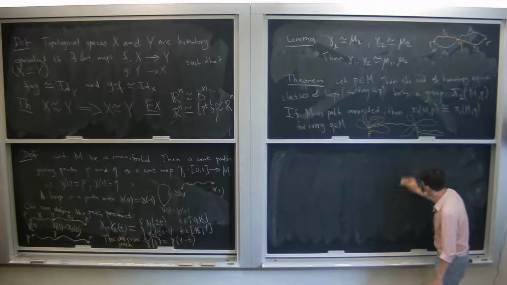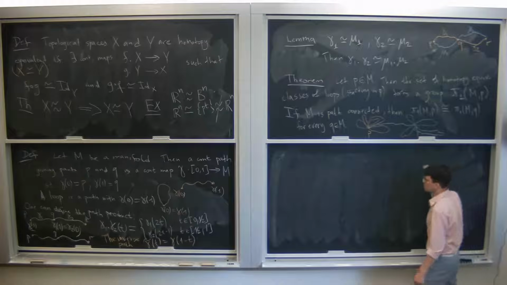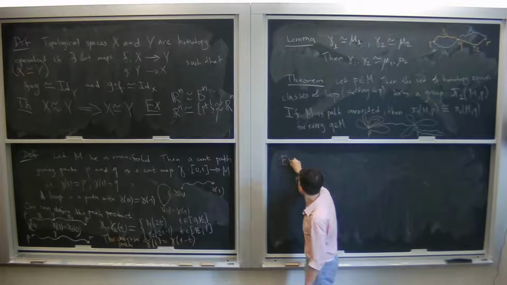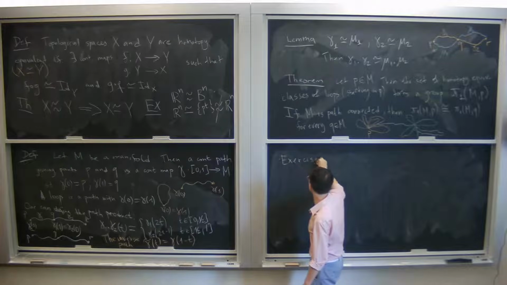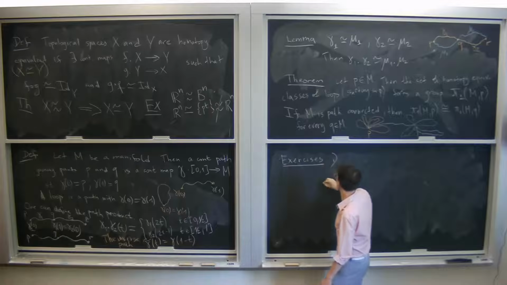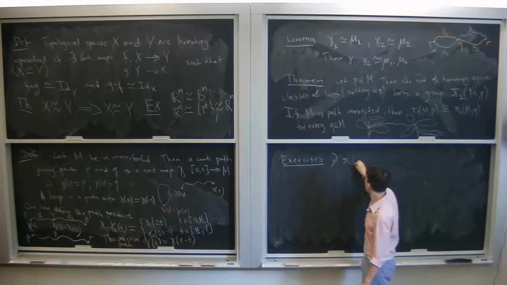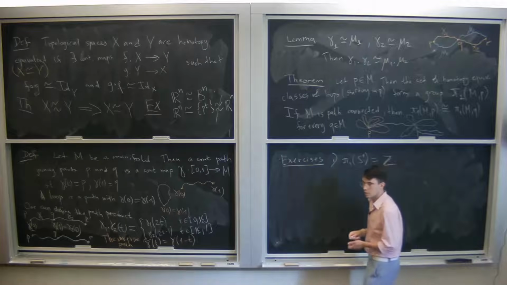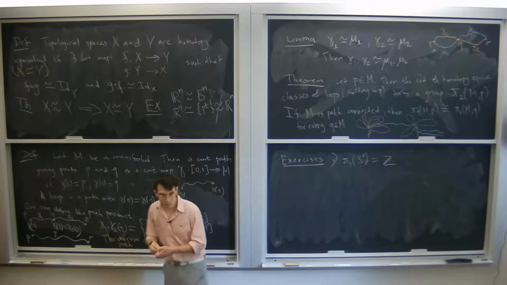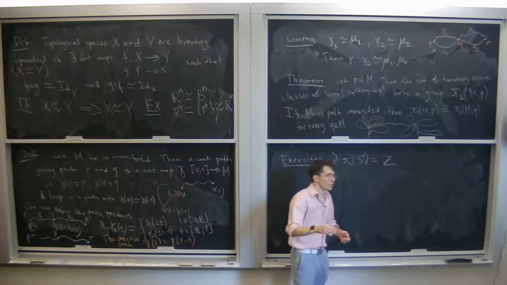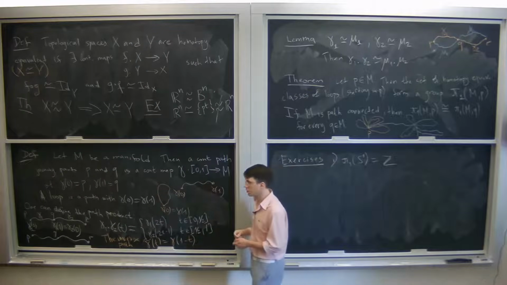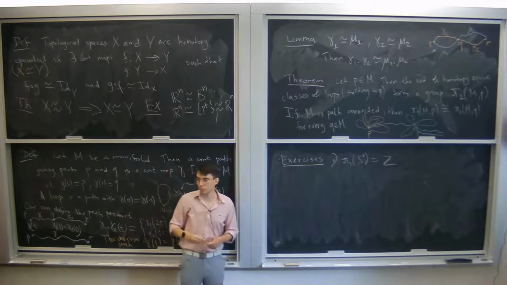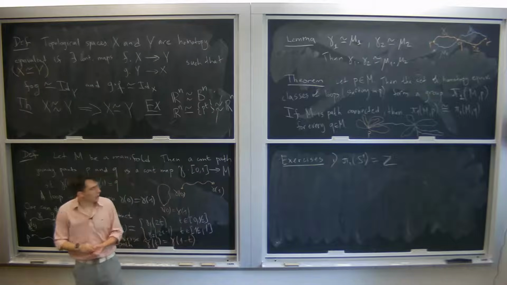I will formulate them in the sense of exercises. I will state them as exercises. So, prove that pi1 of the unit circle is just Z. It is quite natural, since if you have a circle, basically you encode your loops by windings around the circle.